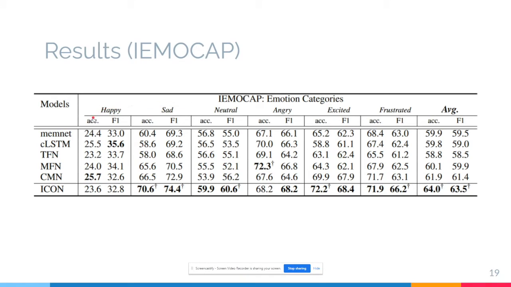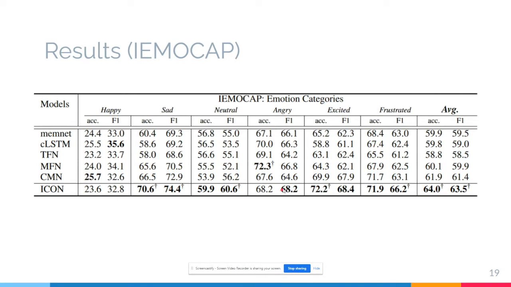And for each of the emotions, we have an accuracy metric as well as an F-score metric. And we are tracking the results for each of the baseline models as well as for the icon model. In each column, the best score is bolded, so we can look very quickly and see that the icon model is outperforming the baselines for the sad emotion, neutral emotion, excited emotion, and frustrated.